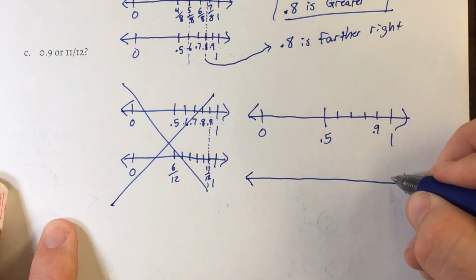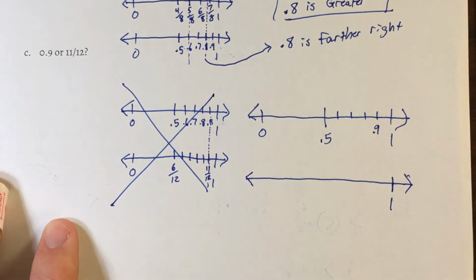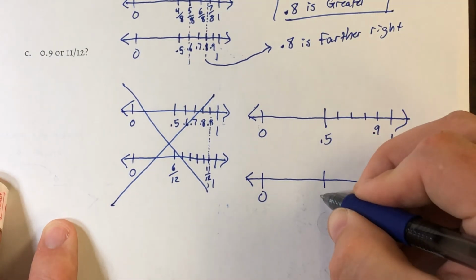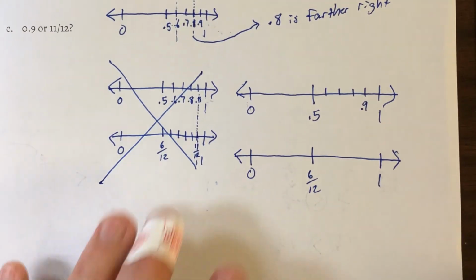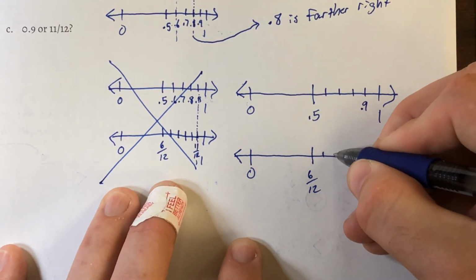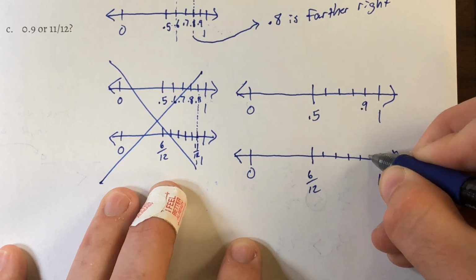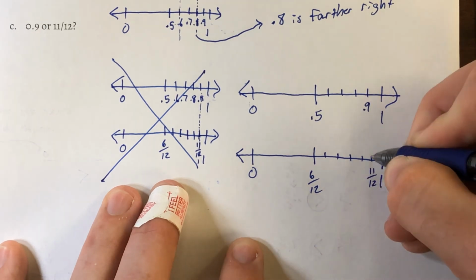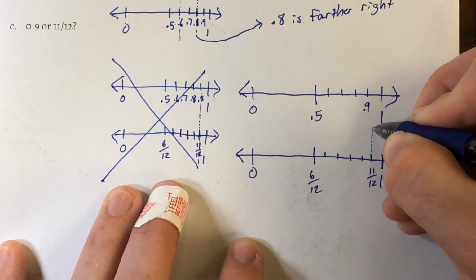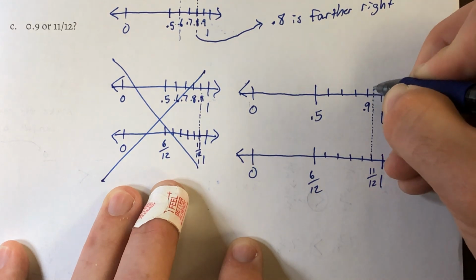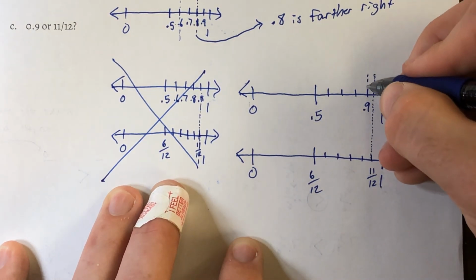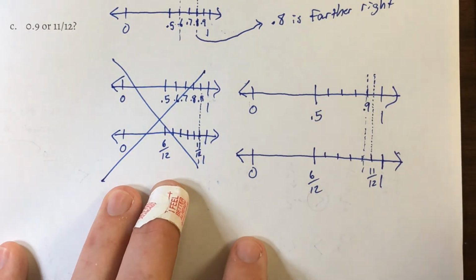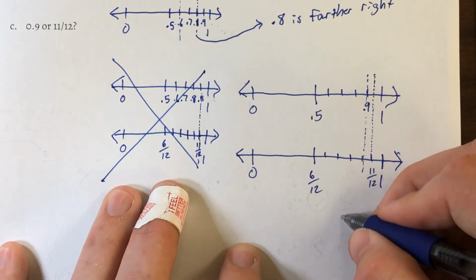All right, 1 whole. 0. Our halfway point, 6/12. Okay, let's see if I can get this. All right, 7, 8, 9, 10, 11. That looks better. So 11/12 is just to the right of 9/10. So 11/12 is largest or greatest.